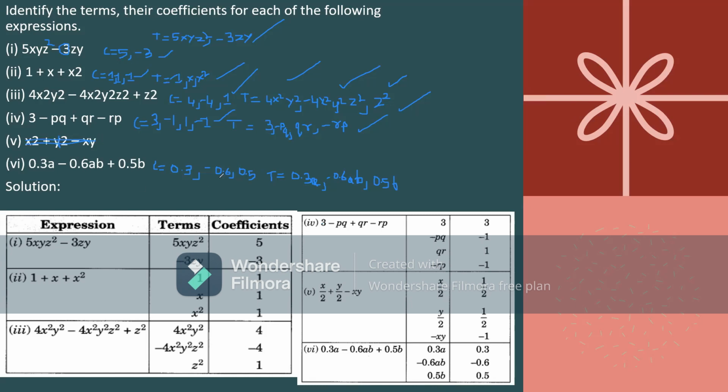Next, sixth one. I have taken it right. Sixth one. What are the coefficients? 0.3, minus 0.6, and 0.5. What are the terms? 0.3a, minus 0.6ab and 0.5b. So you got it right? Right? I'm so sorry for the mistakes.